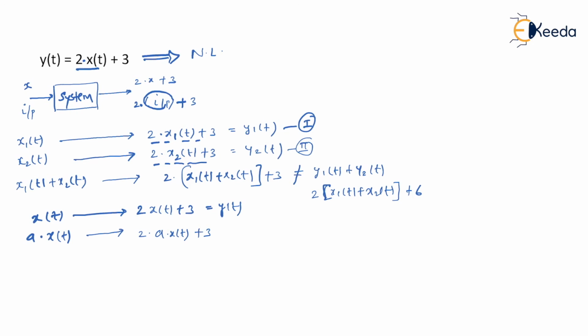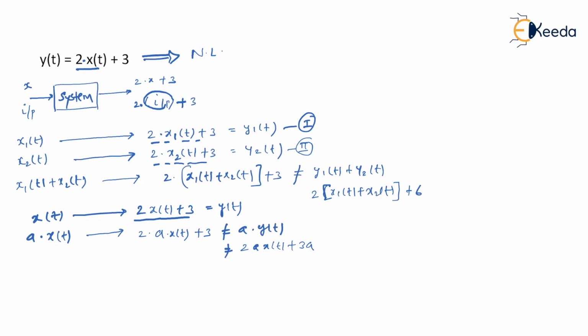You know that when input is x of t, output is y of t, by homogeneity property, a times x of t must produce a times y of t. Then this must be equal to a times y of t. And if you observe, it is not equal to a times y of t, because this is your y of t, and if you multiply with a, it would be twice of a x of t plus 3a. So of course it is not equal to this, and therefore not only additivity but homogeneity property is also not satisfied, therefore system is non-linear.